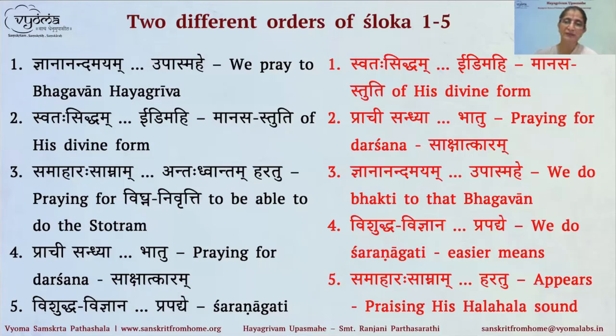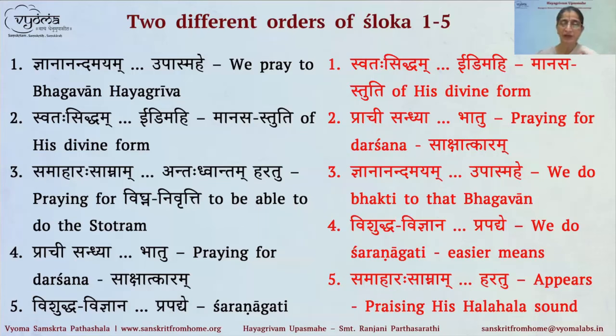So Jnanandamayam Devam is what we started with. There, Upasmahe, we are saying we will do Upasana, we will pray to Bhagavan Hayagriva. We said we are doing Mangalacharanam, Namaskaram to Bhagavan, praying to Bhagavan Hayagriva. We started with that. And then we went into Swatasiddham, Shuddhaspatikamani Bhubrit Pradivata, where, in order to do a Manasa Stuti of his divine form, we looked at his form in a little more detail. That was the second shloka.